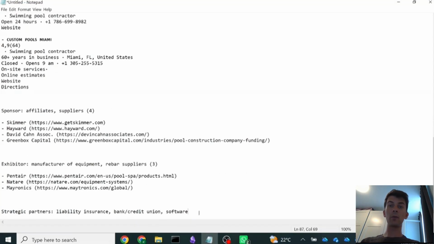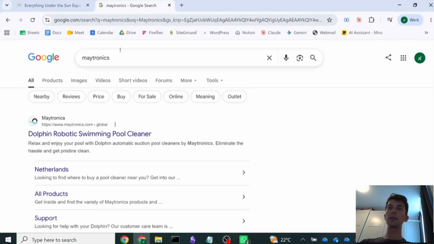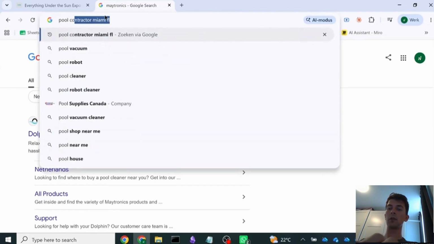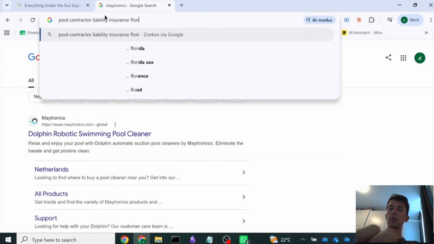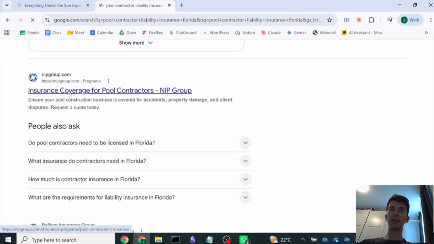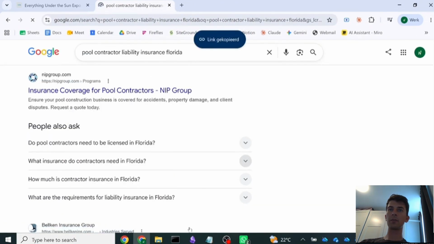If you don't know this already, one of the things that trade association members benefit from is collective bargaining. I'm going to start with insurance. Let's say pool contractor liability insurance, Florida. First thing that comes up is this nipgroup.com. I'm just going to take that.